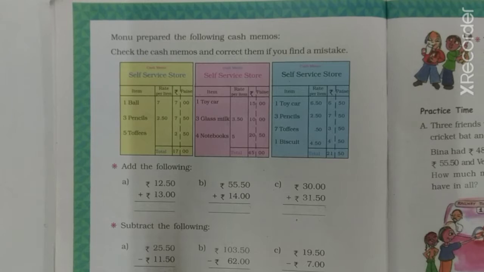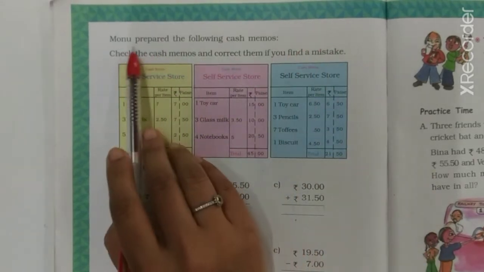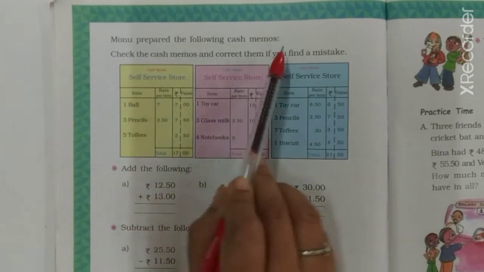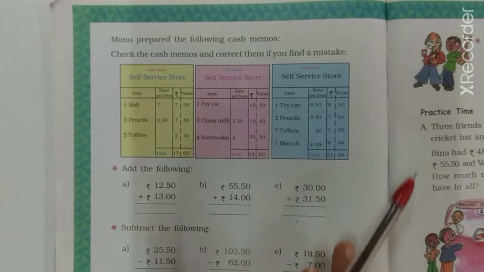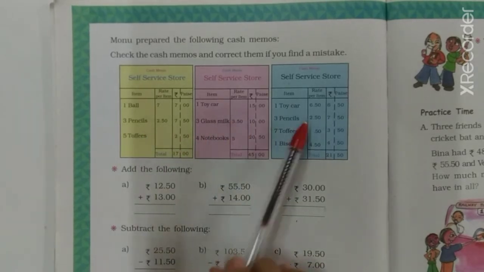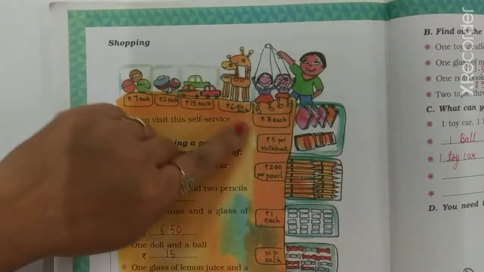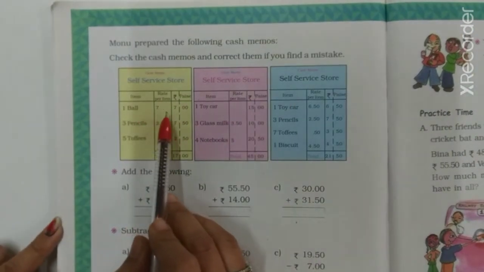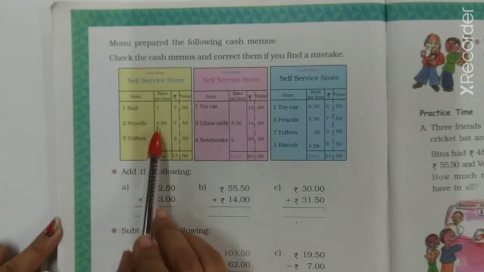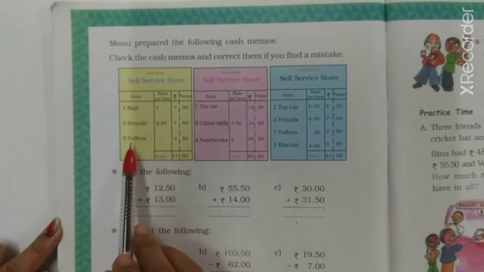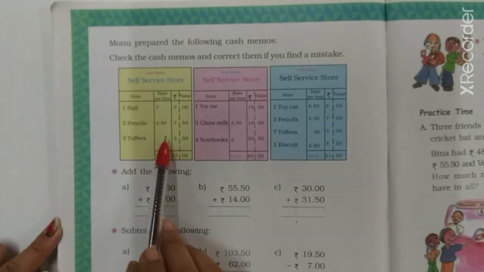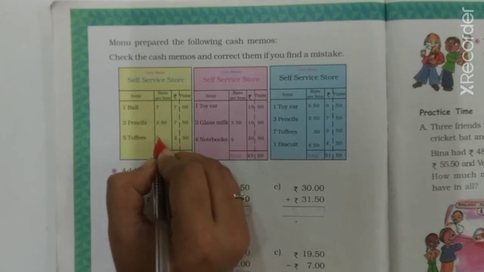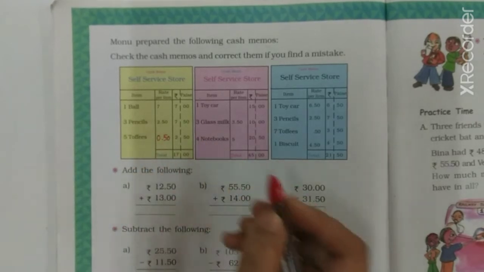Now come on page number 196. Monu prepared the following cash memos. Check the cash memos and correct them if you find any mistakes. Here you have to check these 3 memos from this list. Okay. First, one bowl, 7 rupees, 3 pencils, 2 rupees and 50 paise, 5 toffees. The price is not written here, so you have to write the price of toffees is 50 paise.